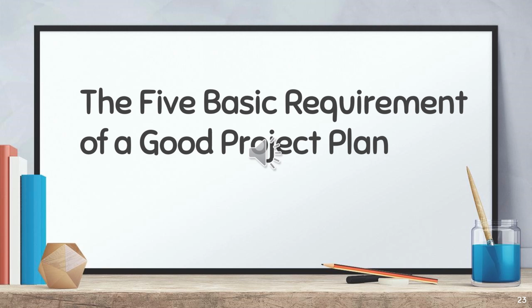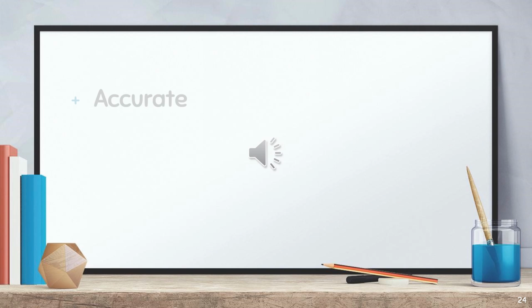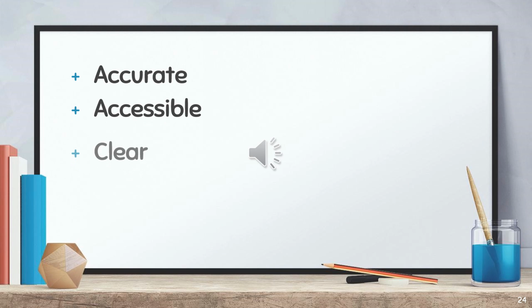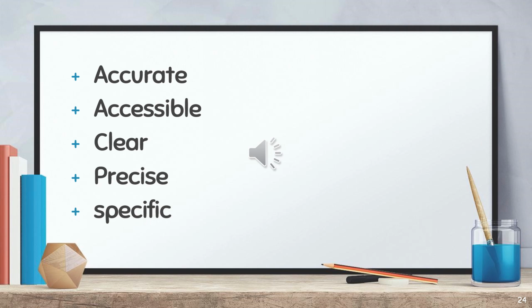Let's find out what the 5 basic requirements of a good project plan are. The 5 basic requirements of a good project plan are the following. It should be accurate. When we say accurate, it means that all details are correct or exact. Next is accessible. Accessible means that it is affordable, popular, or capable of being reached. We can see it anywhere and anytime.